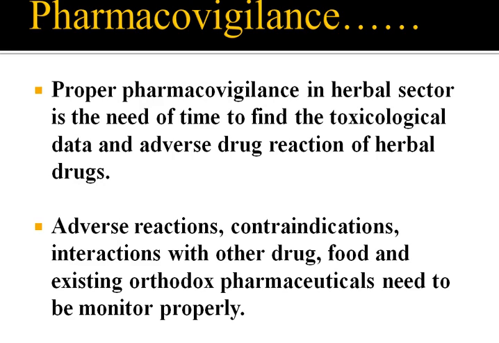Next is pharmacovigilance. Proper pharmacovigilance in the herbal sector is the need of the time to find the toxicological data and the adverse drug reactions of the herbal drugs. Everybody thinks they do not have any side effects or adverse effects, but proper pharmacovigilance should be there in the herbal sector to find what toxic effects these herbal drugs cause and what adverse reactions occur in the human body.